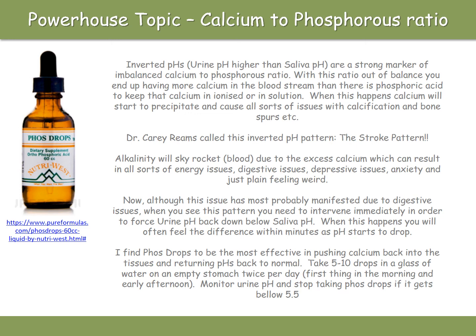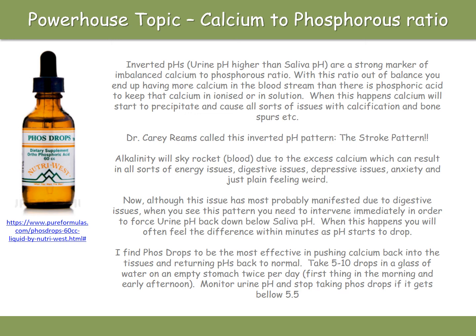So if this is you, I suggest you get some and try it out. This is one of the products. It's going to be unbelievable when you first start taking it, if you do have an overcalcified body, because the overcalcification just causes so many issues. Okay, so get some. Take 5 to 10 drops in a glass twice a day, and monitor your urine pH to make sure it doesn't go below 5.5.